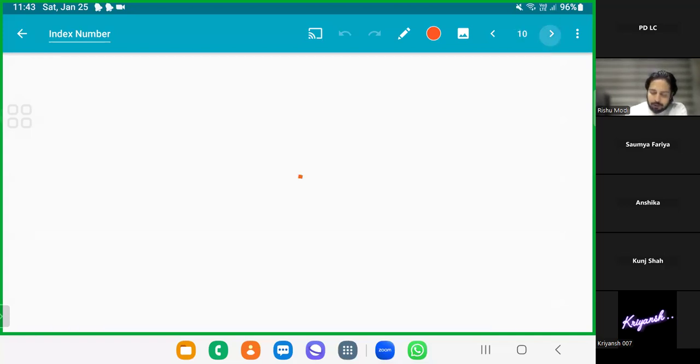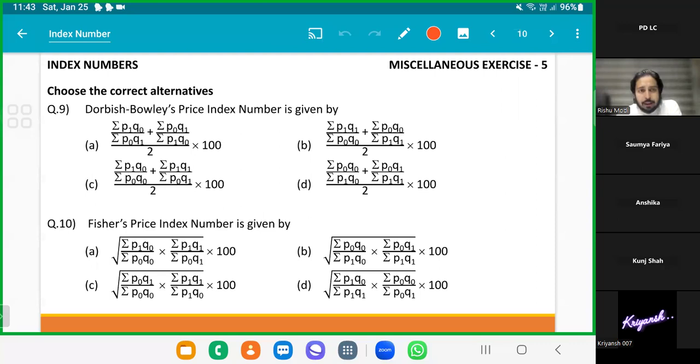Moving on to the next one. Dorbish-Bowley. Now we know that Dorbish-Bowley is nothing but L plus P upon 2. So they have not given you that part. Instead, they have given you the formula for L and formula of P respectively. So Laspeyres plus Paasche upon 2 will give you the answer. So that is nothing but option number C.